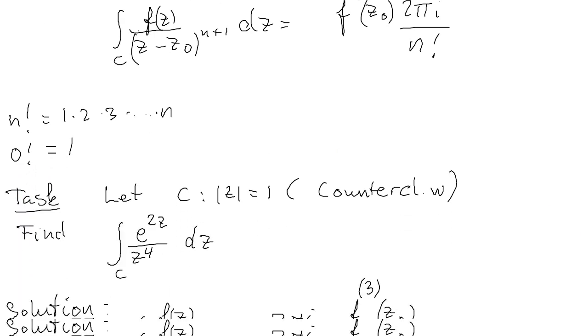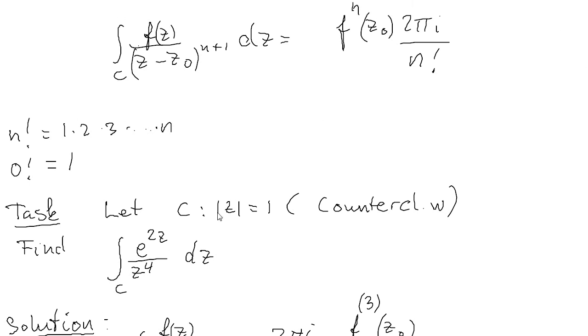Let's consider an example which illustrates the use of the general formula. For example, we let C be the circle given by this equation, the absolute value of z is equal to 1. And we assume, as before, counterclockwise direction. And we want to find this integral by using the general Cauchy's integral formula.